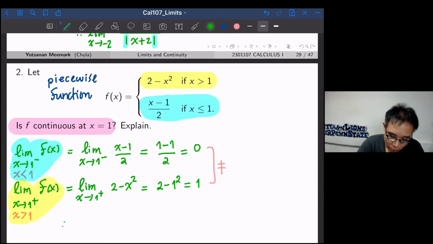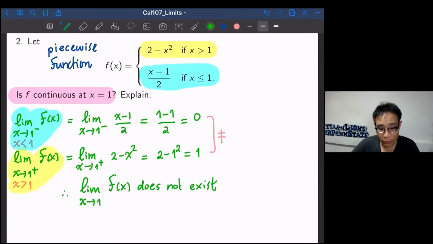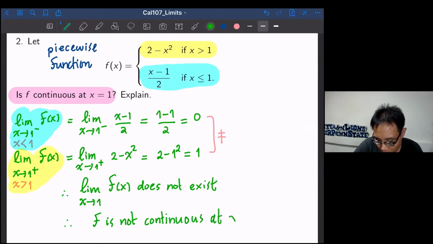So we conclude that the limit as x goes to 1 of f(x) does not exist. And so you can conclude that the function f is not continuous at x equal to 1.